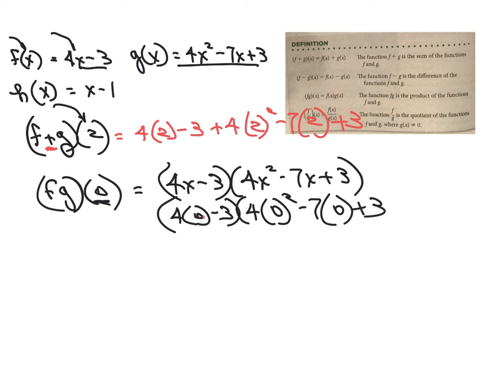Okay, so 4 times 0 is 0, so I have negative 3 here. 0 times 0 is 0. 0 times 4 is 0. This cancels, and we just have a 3. So that gives me negative 9. Okay, the division's the same way. They're putting a 5 in for x, and you're good to go.